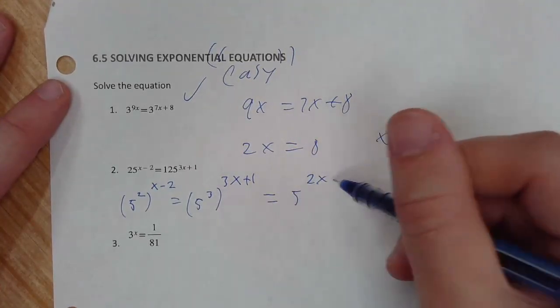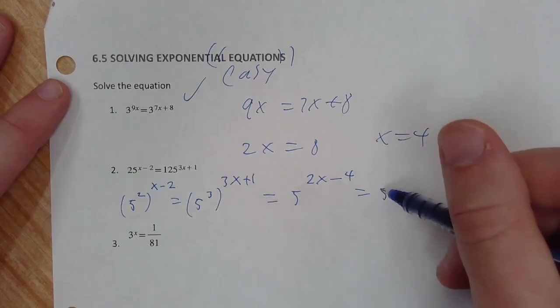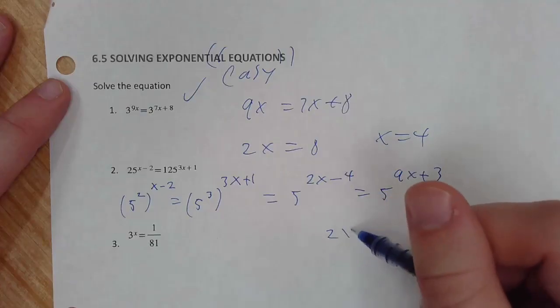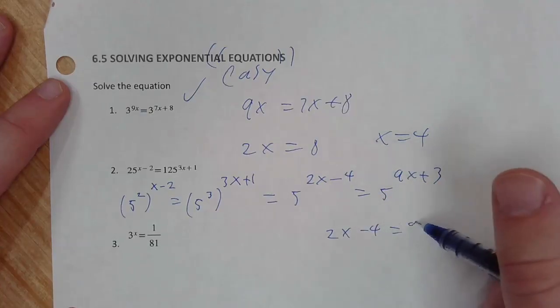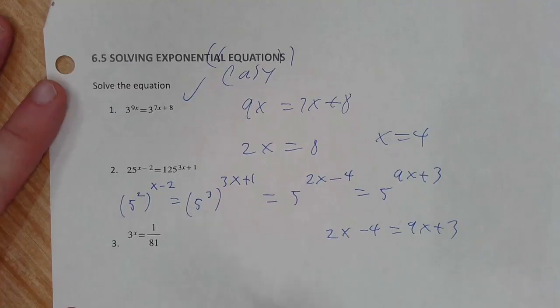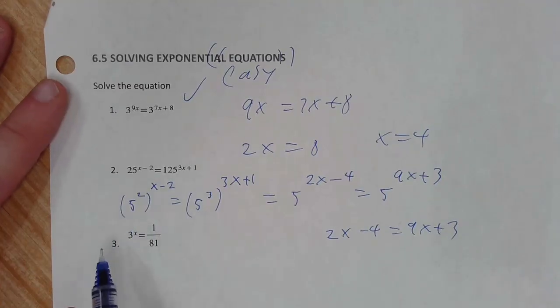5 to the 2x minus 4 equals 5 to the 9x plus 3. Then we will set those exponents equal to each other and then solve. Does that make sense? Do you guys understand this step? This is a harder problem. You make them have the same base. It takes a little while to guess and check that sometimes, but you'll eventually identify that it's 5.